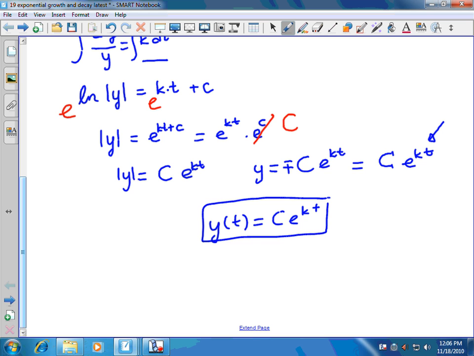And here, if you substitute t equals 0, what would you get on the right-hand side? C times e to the 0, and e to the 0 is 1, so you would get C. That means the meaning of the C is your initial amount present at the moment when time equals 0.